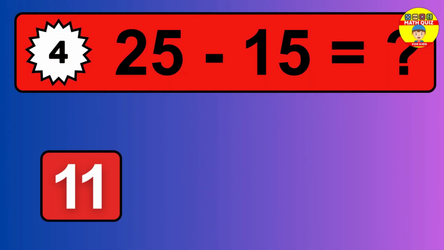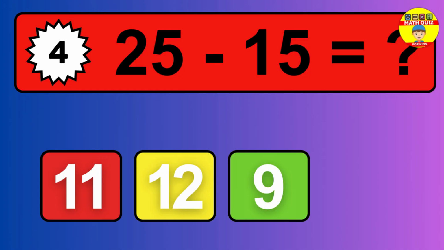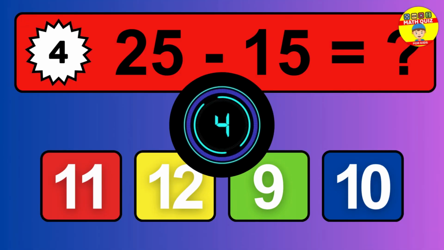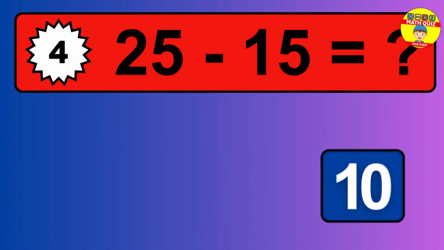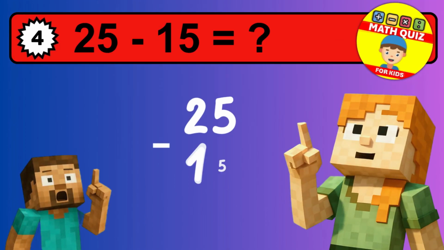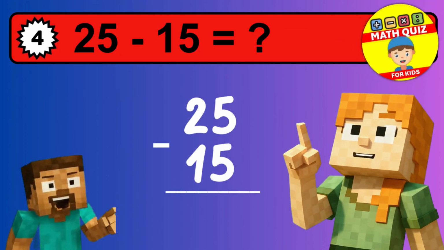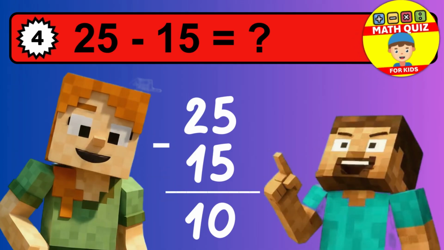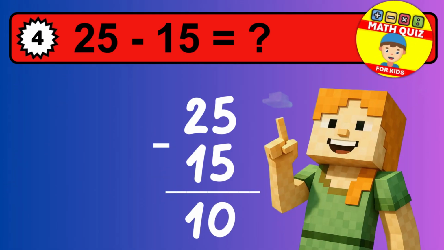What is 25 minus 15? Time to think. Let's solve this step by step. We start with the units. 5 minus 5 is 0. Then we go to the tens. 2 minus 1 is 1. The final answer is 10.